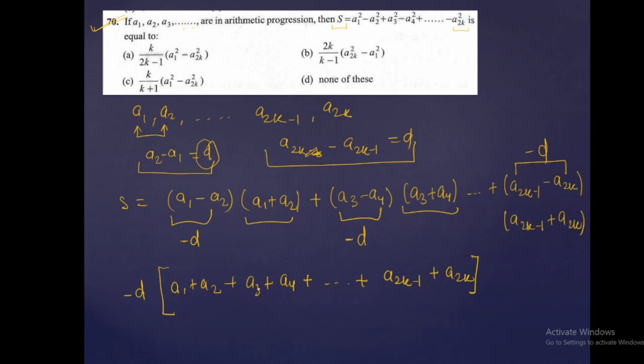Okay, right. And this is what? This is the sum of the first 2K terms, right? And its formula we know: it will be 2K by 2 times A1 plus A2K. So we have the given expression S equal to minus d times 2K by 2 times A1 plus A2K. We have this d term that is not given in the question, so we need to replace it. We know that A2K will be A1 plus 2K minus 1 times d.